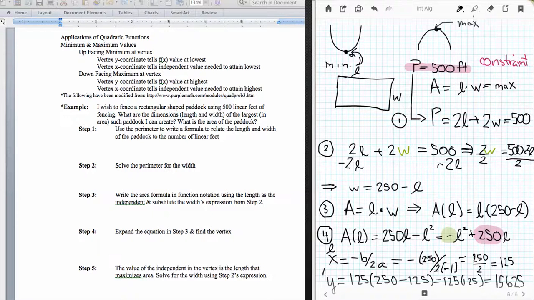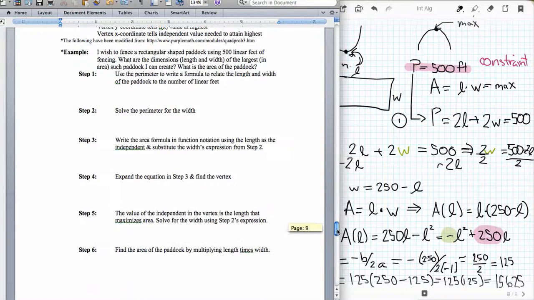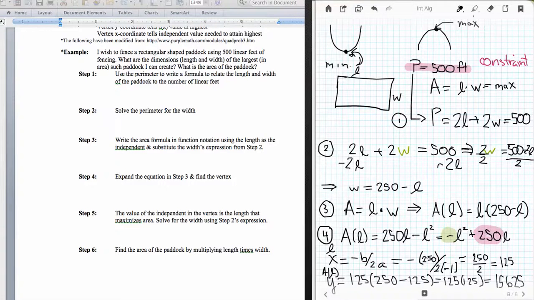So now what I have is my x and my y coordinates. Remember, my x is my length and my y is my A of L, which means that's the area of the fencing required. The next step is to find the area, and I don't actually have to multiply the length times the width because I already know what the length is and I already know what the area is. So this is my area, and this is step number 6 without actually doing the work there.